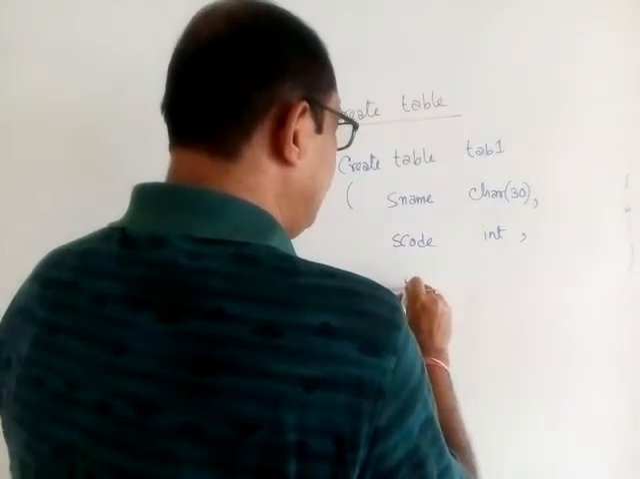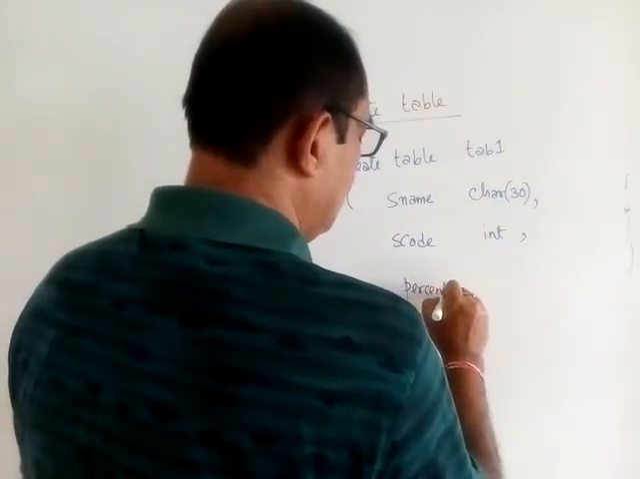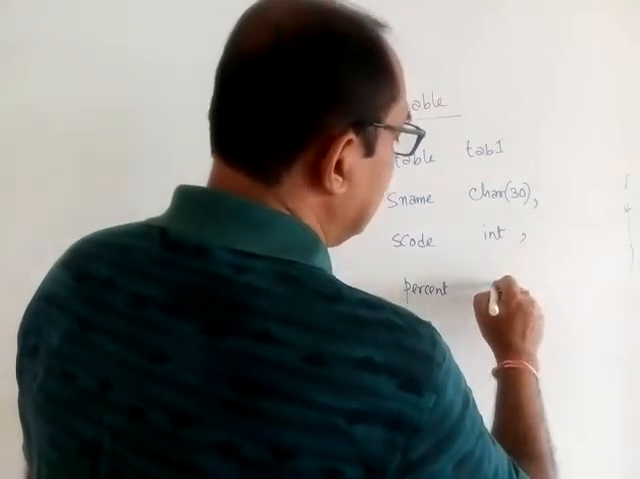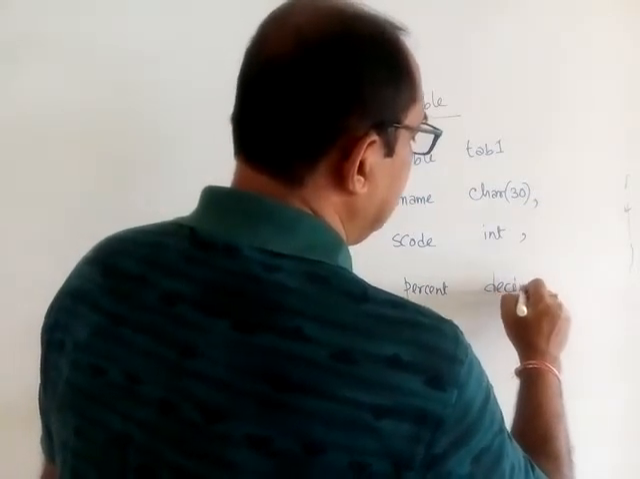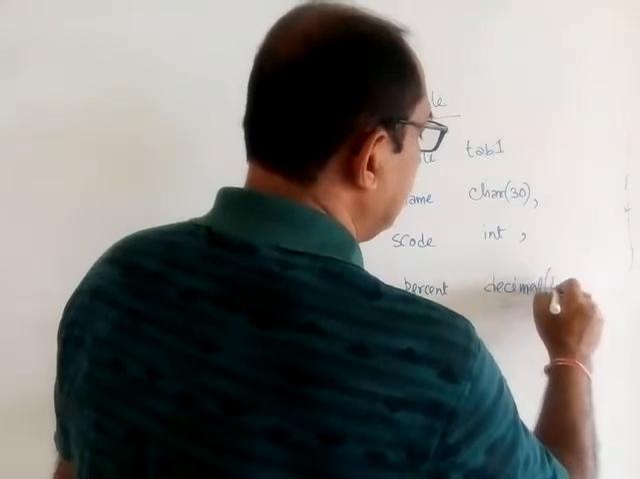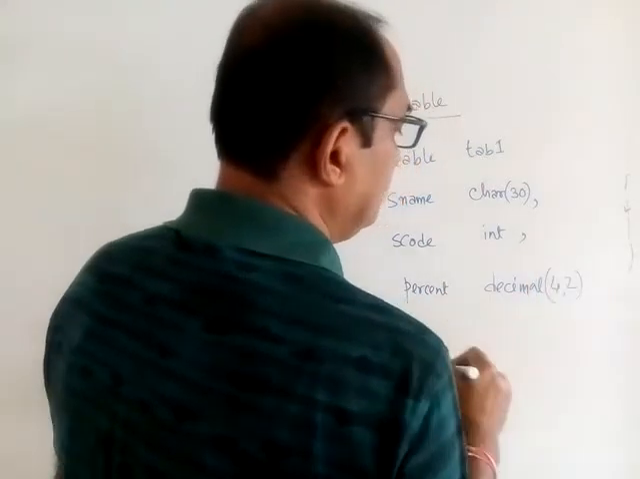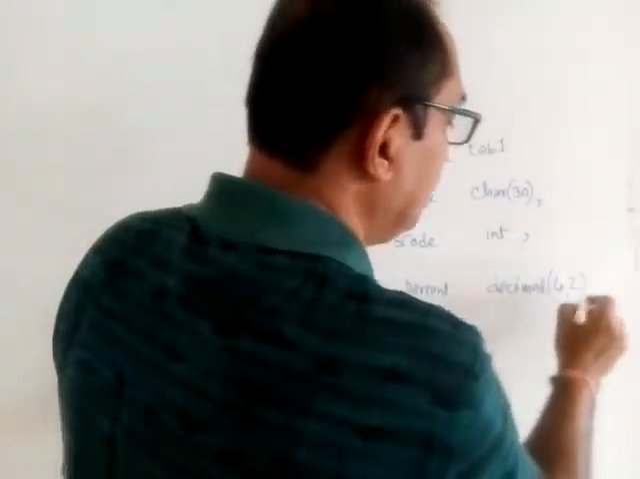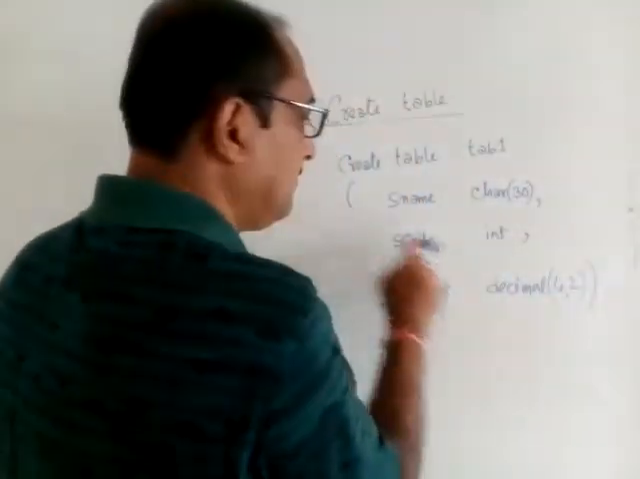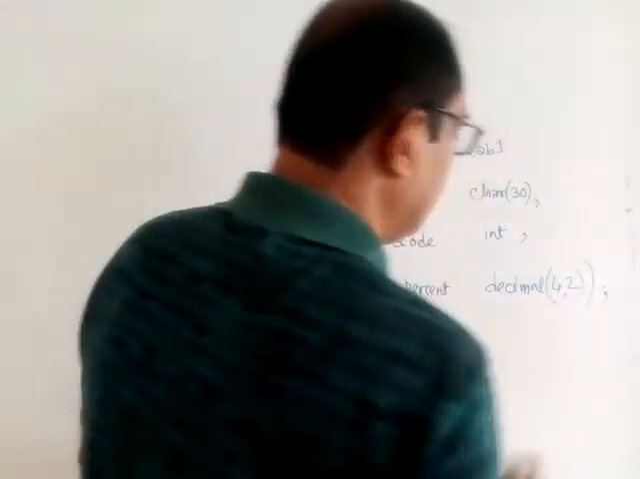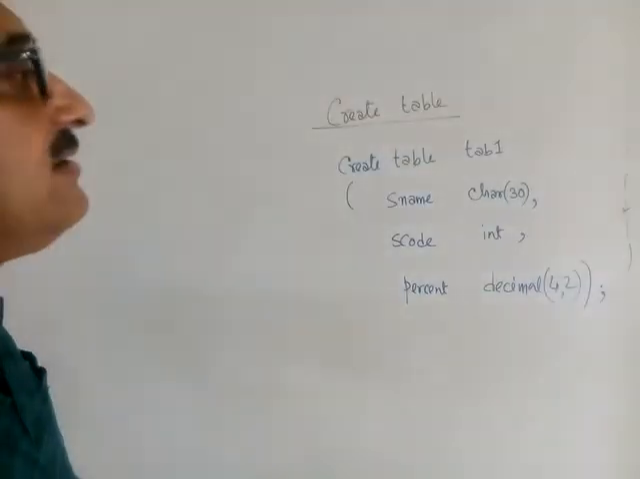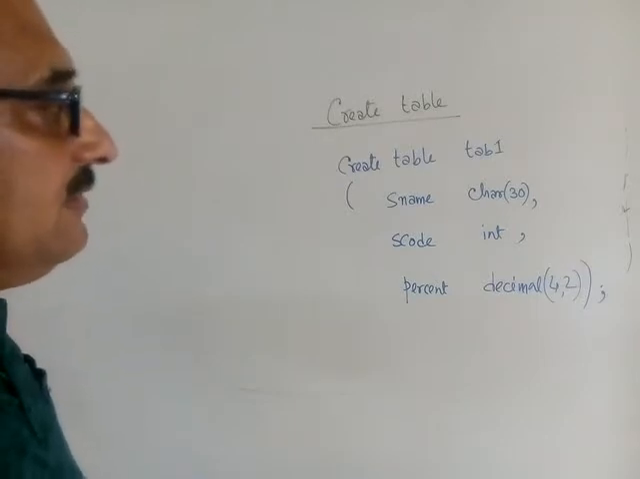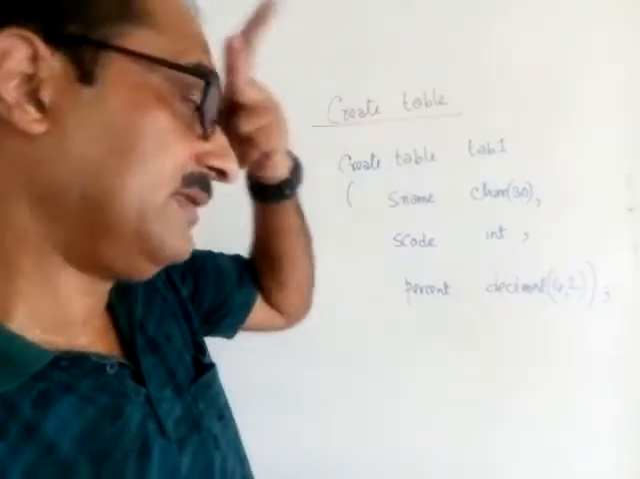You can write either int or you can write the word integer, meaning is same. And say I took another variable, percent or percentage, whatever, and say I give decimal, 4,2. Fine. Now I realize that my declaration of table is over. So I will close this bracket and I will put a semicolon. That is how basically we can create a table. Fine. We write the fields and then we write the data types.